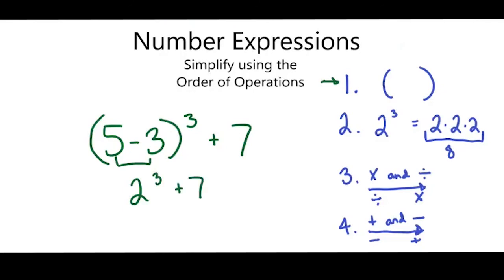Now, plus 7. Well, 2 to the third power, that's 2 times 2 times 2. Plus 7. Well, 2 times 2 is 4, times 2 is 8, plus 7 is 15. So our final answer is 15. And that's how you simplify number expressions using the order of operations that include parentheses.